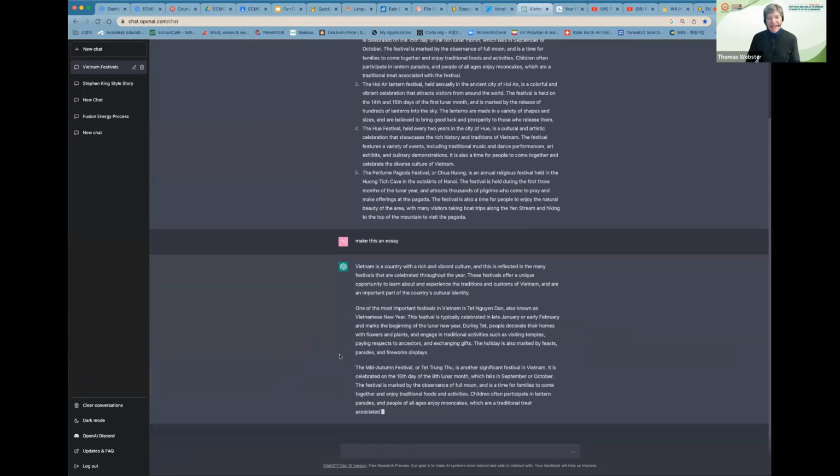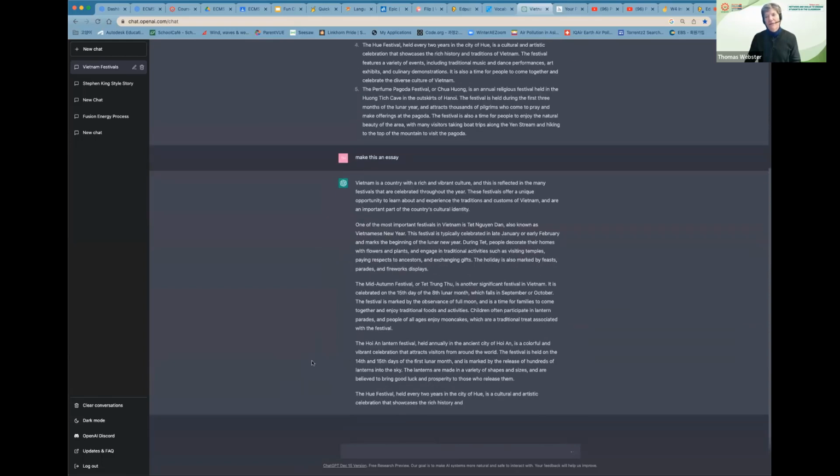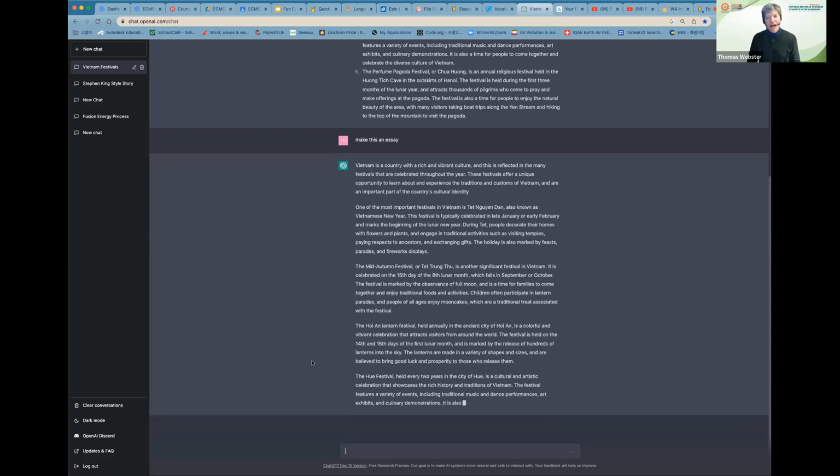And again, I can tell it. I could say, change the first festival. I don't like the first festival. If you say that on there, it'll change it to another one. It'll keep everything else, and it'll mesh it perfectly with what it's already written. It does a perfect job.